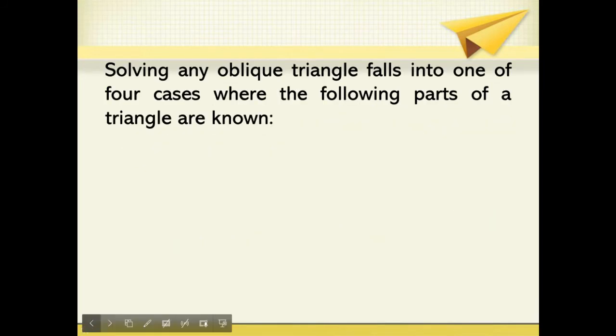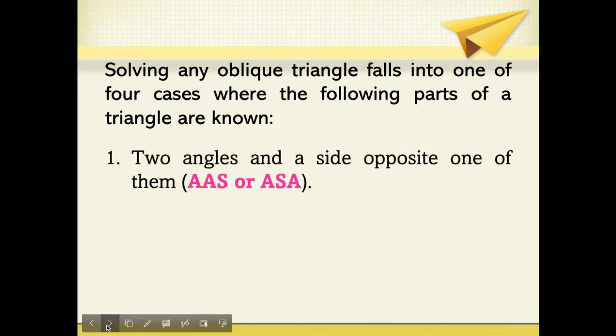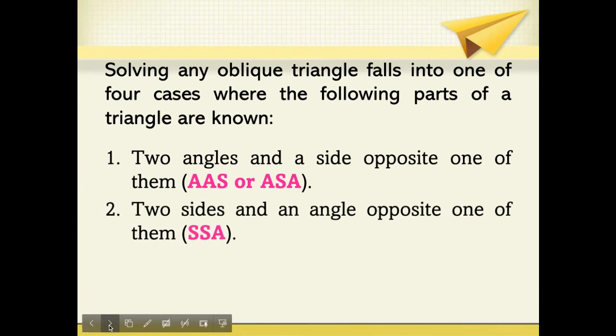Now, solving any oblique triangle falls into one of four cases where the following parts of a triangle are known. First, two angles and a side opposite one of them. This is the AAS or ASA case. Second, when two sides and an angle opposite one of them are given. This one is called the SSA case. SS means the two sides, and this A pertains to the angle opposite one of those sides.